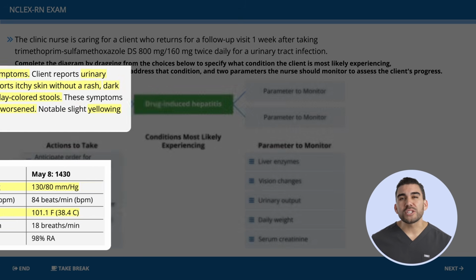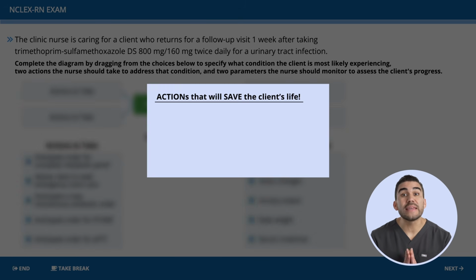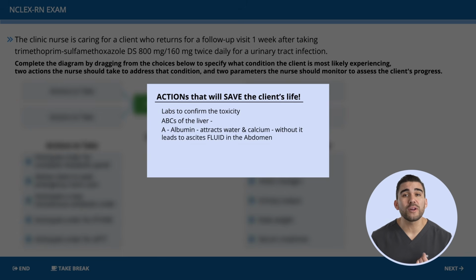Now, in terms of the actions, before looking at the options, think about the data in the case study. Then think about actions that are going to save the client's life. So the labs confirm toxicity. And think about the ABCs of the liver. So A is for albumin. Remember, albumin attracts water and calcium, and without it, it leads to ascites, a big fluid-filled abdomen.